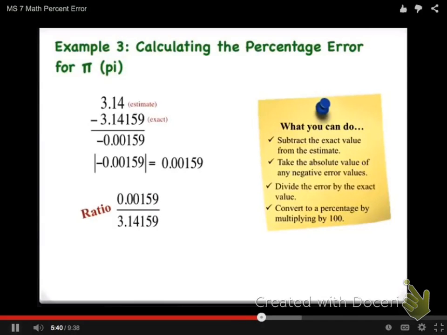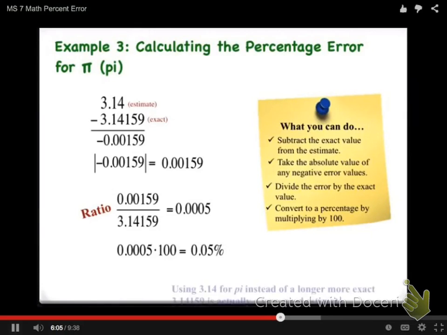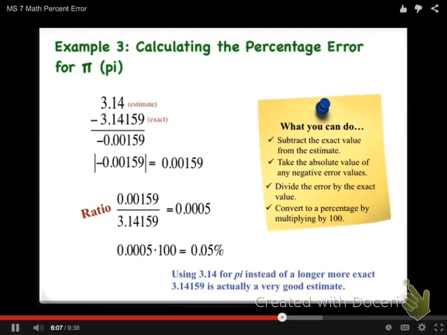Next, divide the error by the exact value. Dividing our error by 3.14159, we get 5 ten-thousandths. Lastly, we'll convert this to a percentage by multiplying by 100. 5 ten-thousandths times 100 is equal to 5/100%. So using 3.14 for pi instead of a longer, more exact 3.14159 is actually a very good estimate.